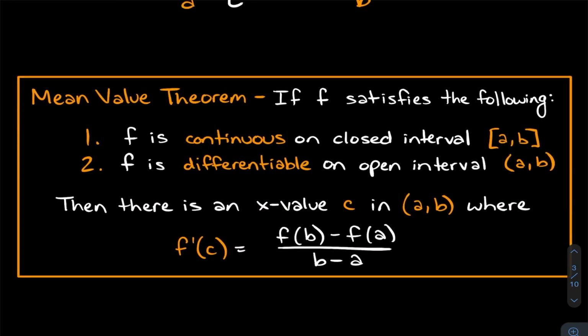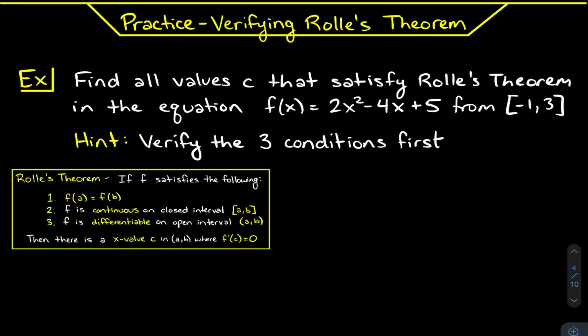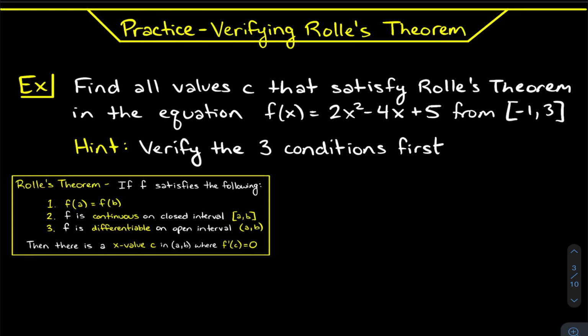That's mean value theorem. Now let's move on to some practice problems with that. This practice problem says find all values c that satisfy Rolle's theorem in the equation f of x equals 2x squared minus 4x plus 5 from -1 to 3, right? That's our x interval here.